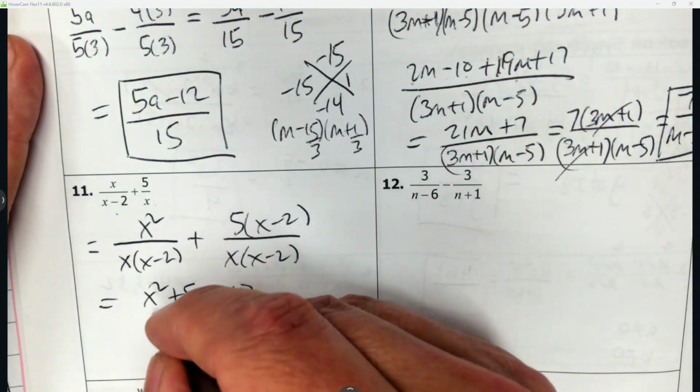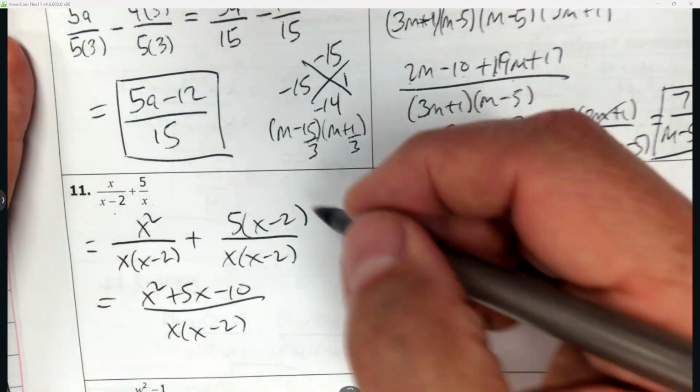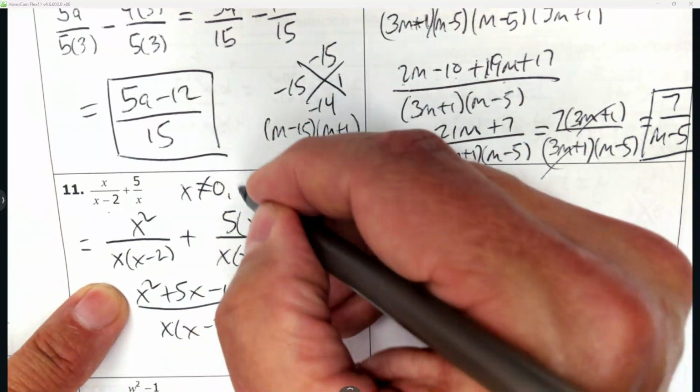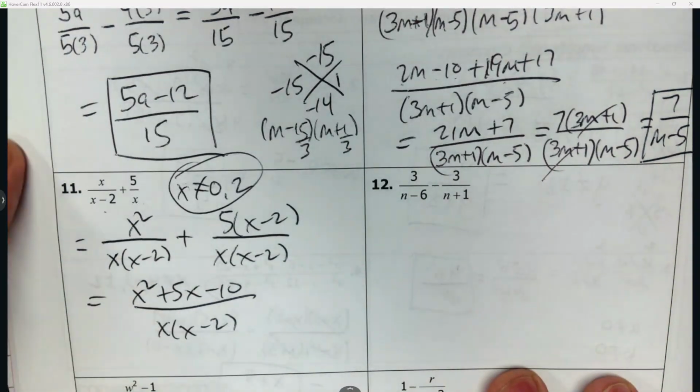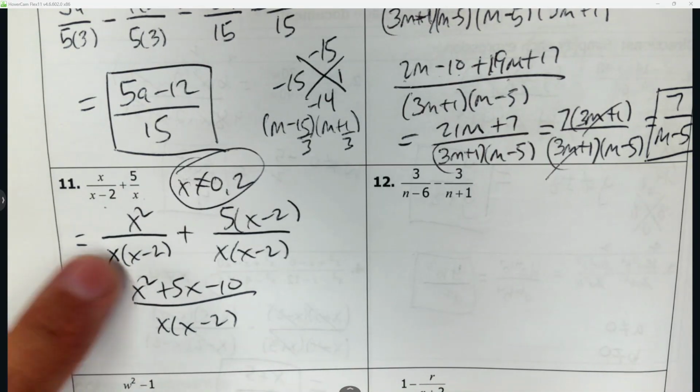That is not factorable. And there's no like terms. The two numbers x cannot be here are 0 and positive 2. Those two numbers would make the denominator 0. And this is not factorable, it's prime, so I can't do anything else.